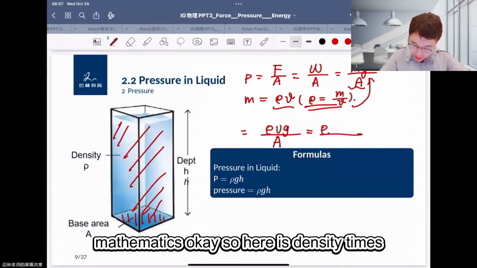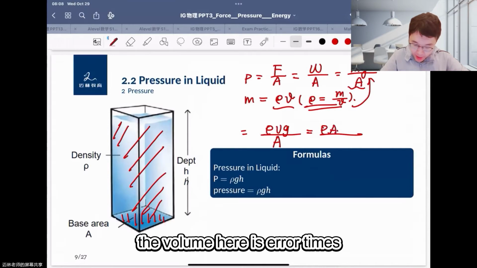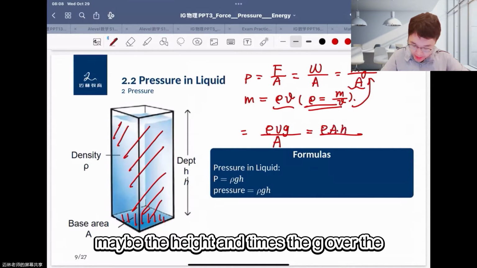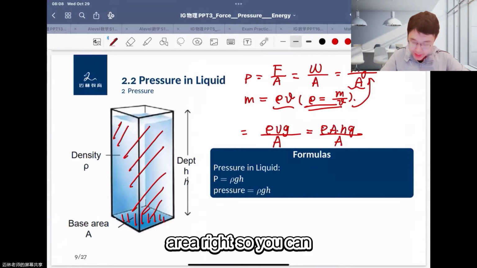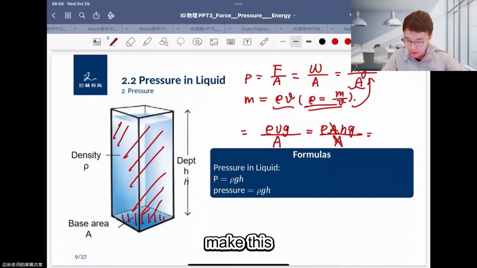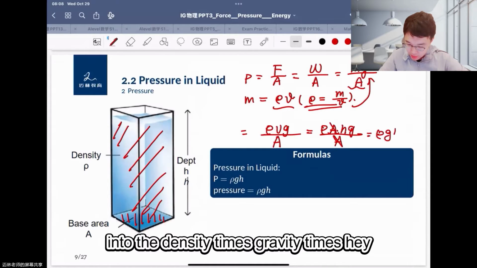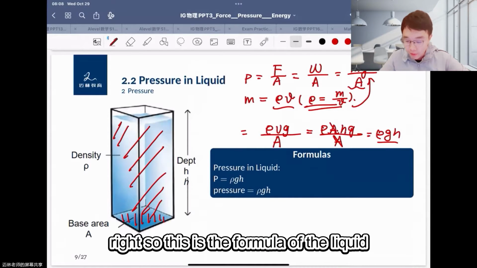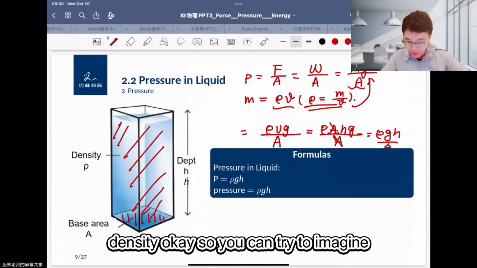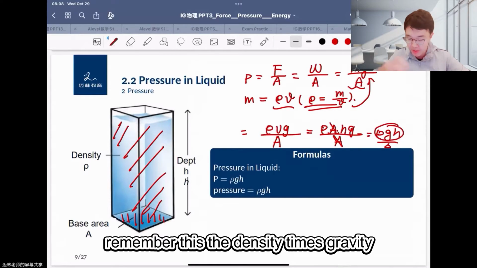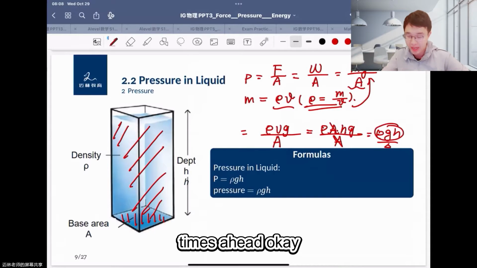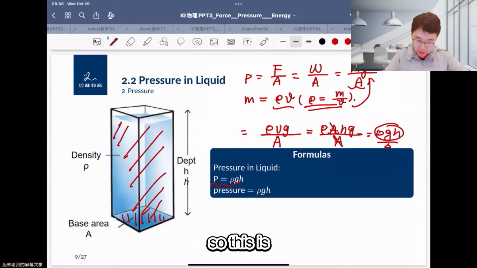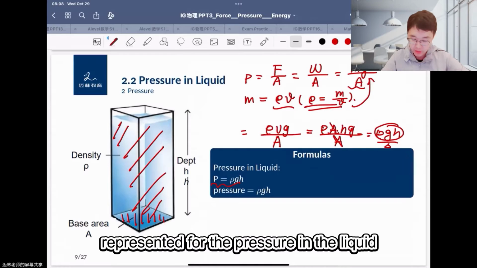So here is the density times the volume, here is area times the height, and times g over the area. So you can make this into density times gravity times height. This is the formula for pressure in a liquid. Remember that density times gravity times height represents the pressure in the liquid.